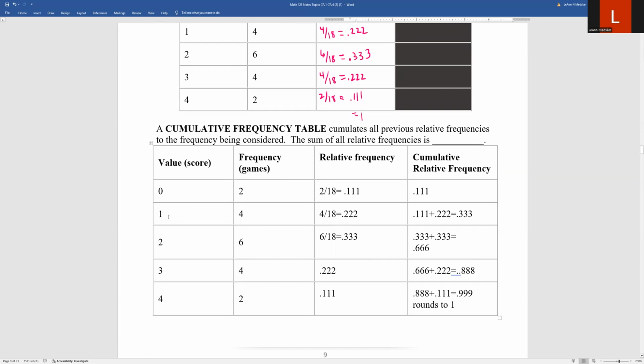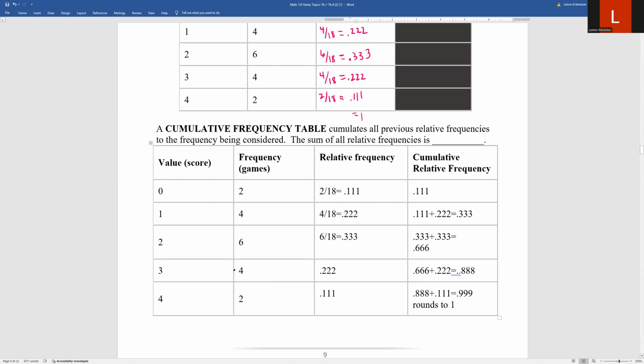But once we get to row 2 here, we've now got a total of 6 gains, which is this first probability plus this one. So that's 0.333. It's accumulating. Notice you just take this sum, because that's the biggest one we've got so far, bring it down, add the new number of gains to it, which is 6 out of 18. And now we're at 0.666.